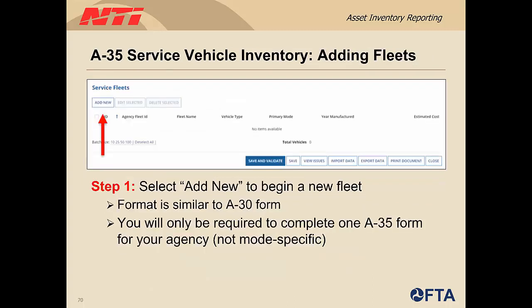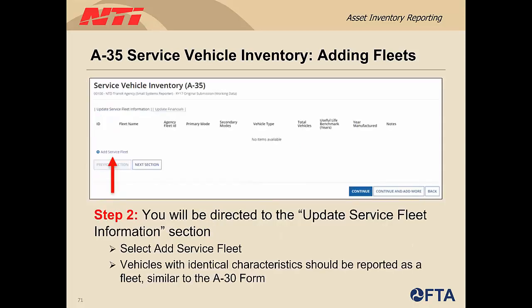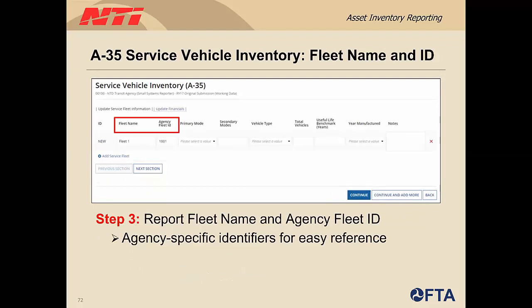To add a new service vehicle fleet, you'll click Add New on the form. Service vehicle fleets should be reported in a similar manner to the A30 revenue vehicle fleets, as in the same vehicles with the same characteristics can be grouped together. Next, you will click on the blue link that says Add Service Fleet towards the bottom left. Once you do this, now you can start entering the information for the fleet.